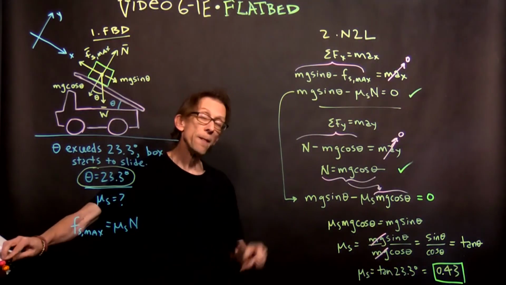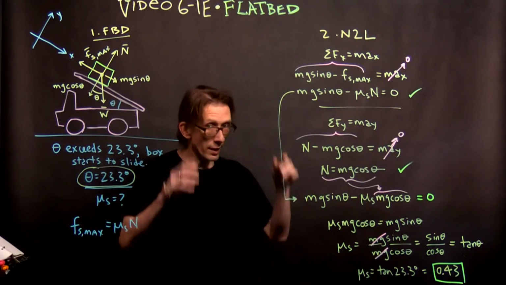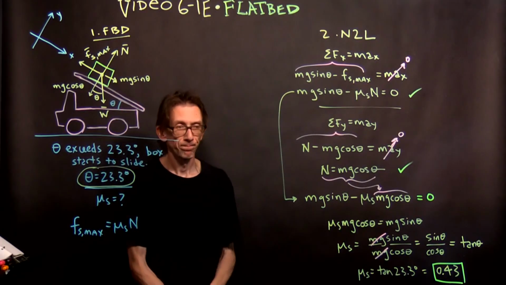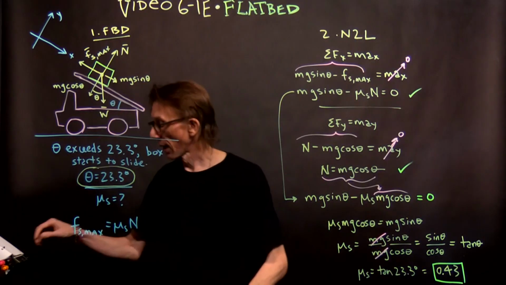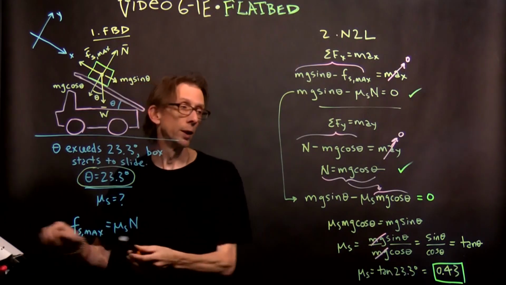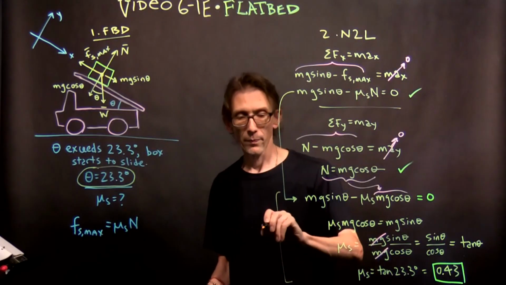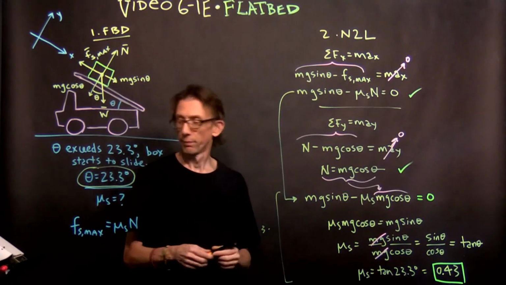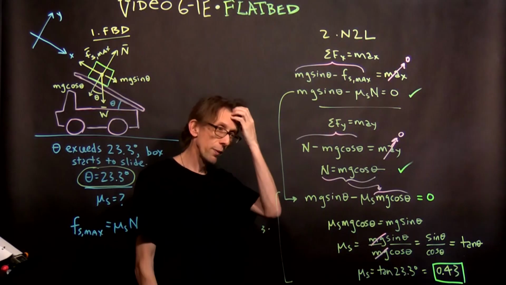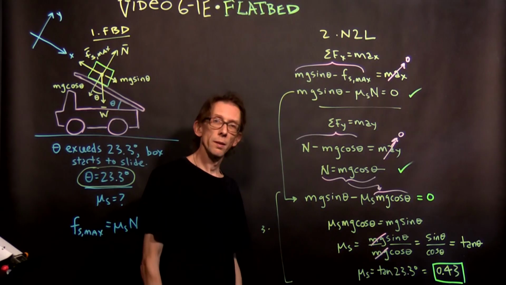Okay. If this algebra gives any of you some pause, you don't know what's going on, you get lost in the thicket, that's cool, let me know. Same rules as ever. First thing, free body diagram. Second thing, apply Newton's second law. Third thing, right here, solve for the quantity of interest. Free body diagram, Newton's second law, solve for the quantity of interest. There you go, 0.43. A perfectly respectable coefficient of static friction.